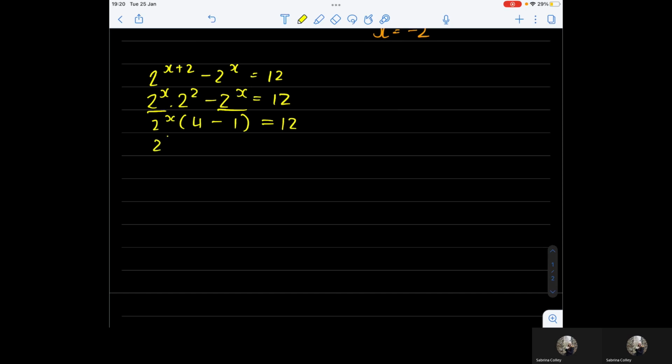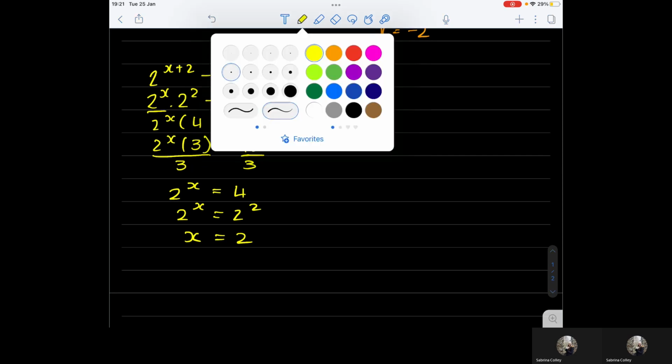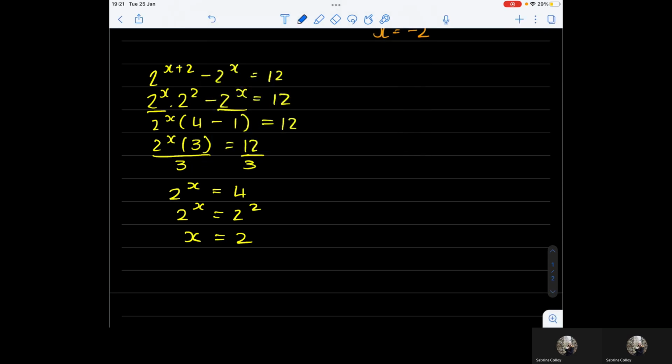If this is 4 minus 1, that gives us 3. And now I can just divide by 3. 2 to the power of x is equal to 4. And then I get the bases the same. And I've got x is equal to 2. So you can slow it down if this is going very fast. That's the beauty of online.